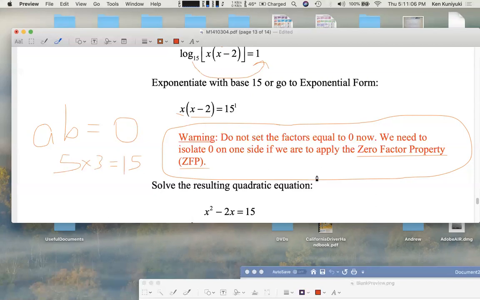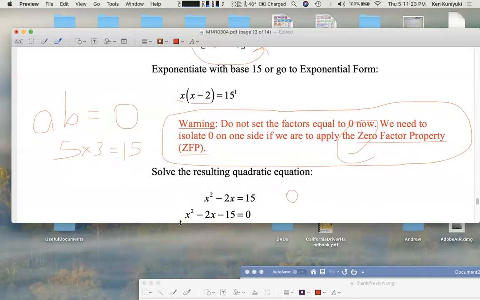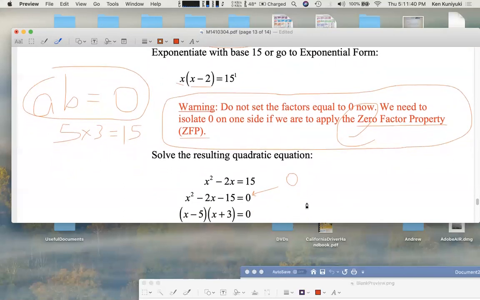This factorization won't help us. Multiply it out. x squared minus 2x equals 15 to the first, which is 15. Now you want to isolate 0 on one side so you can use the zero factor property. So subtract 15 from both sides. Don't say move. x squared minus 2x minus 15 equals 0. We want that 0 there, because then when I factor this, those factors are useful, and we can use the zero factor property. When you factor this old school, or you could use the quadratic formula, you get x minus 5 and x plus 3. Set these equal to 0 and solve.